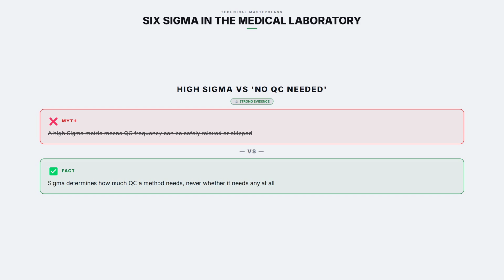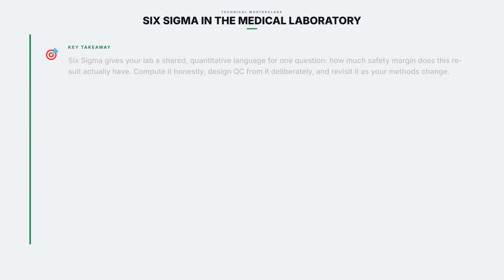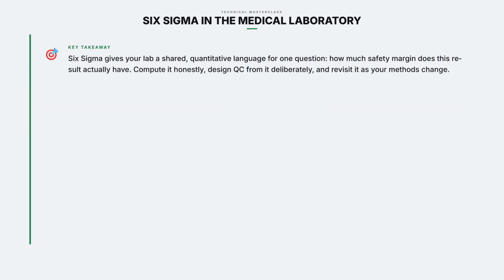Six Sigma gives your lab a shared, quantitative language for a question every QC program is really trying to answer: how much safety margin does this result actually have? Compute it honestly, design QC from it deliberately, and revisit it as often as your methods actually change.